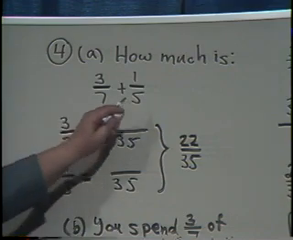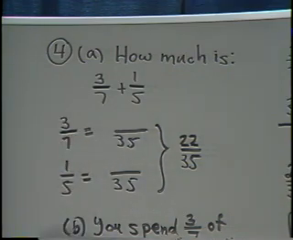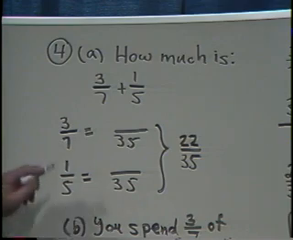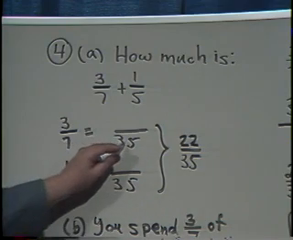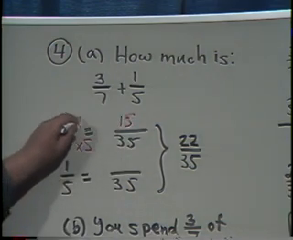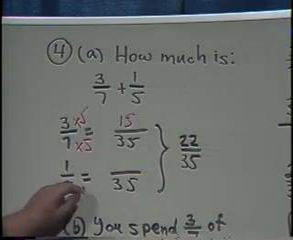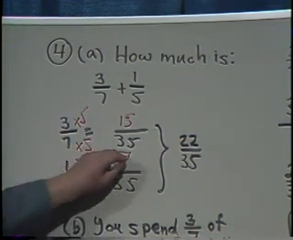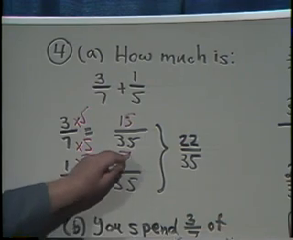So what is a common denomination for 7 and 5? 7 times 5, which is 35, is the 7th multiple of 5 and the 5th multiple of 7. So you see what we do here? We say 7 goes into 35 5 times. 5 times 3 is 15. Then we say 5 goes into 35 7 times. 7 times 1 is 7.